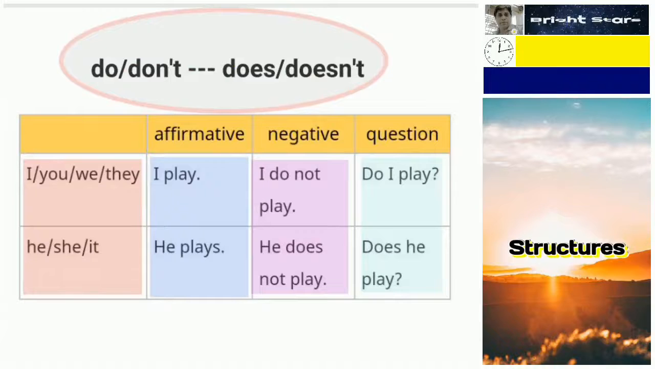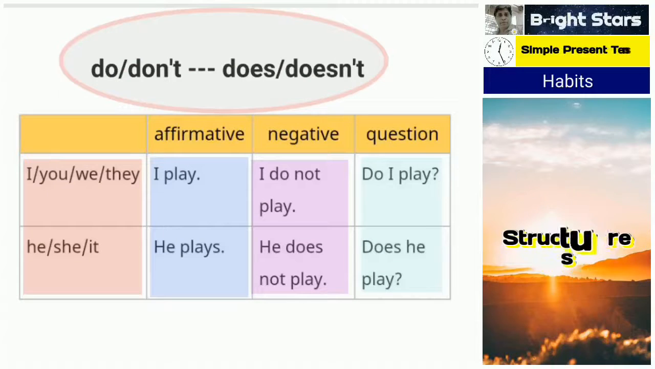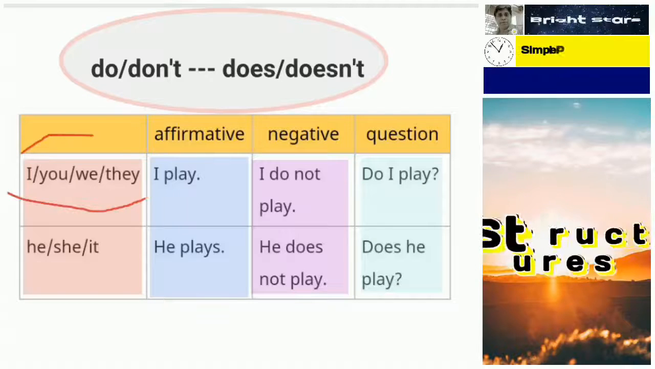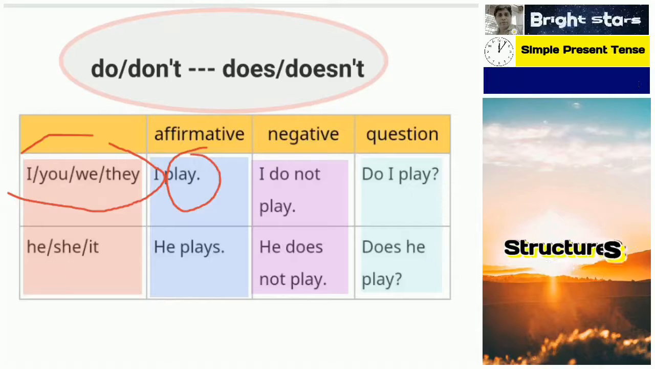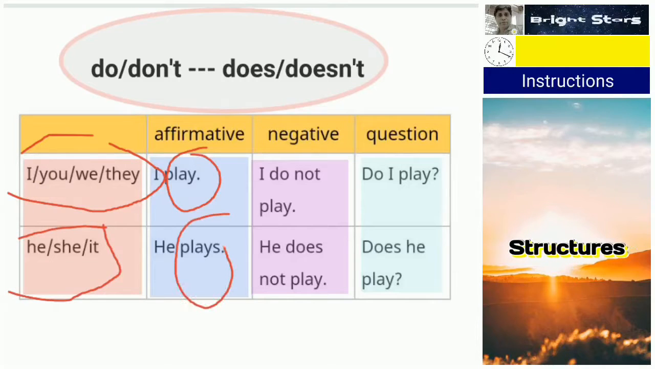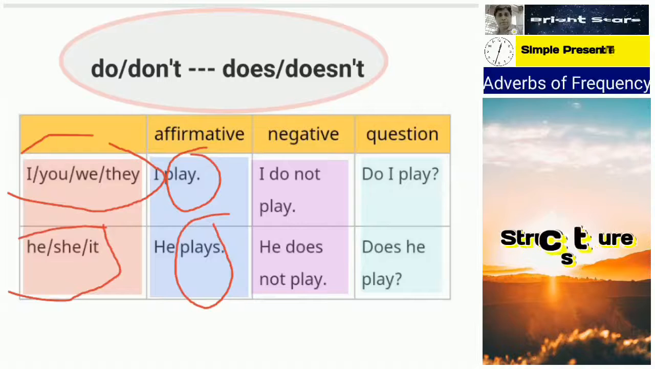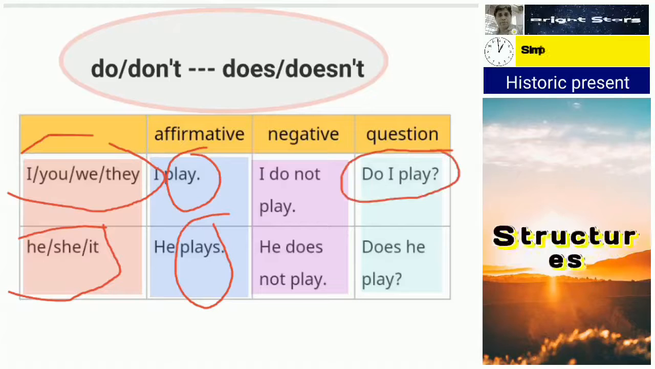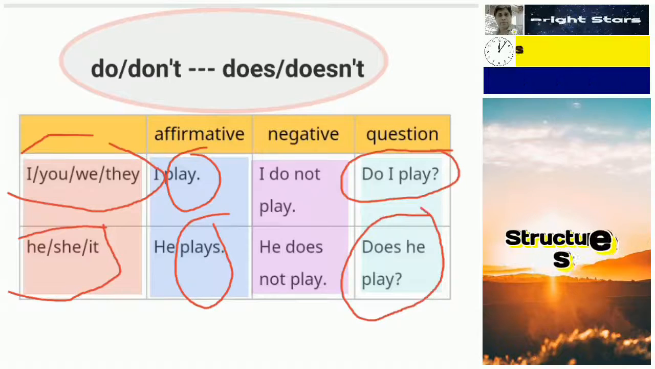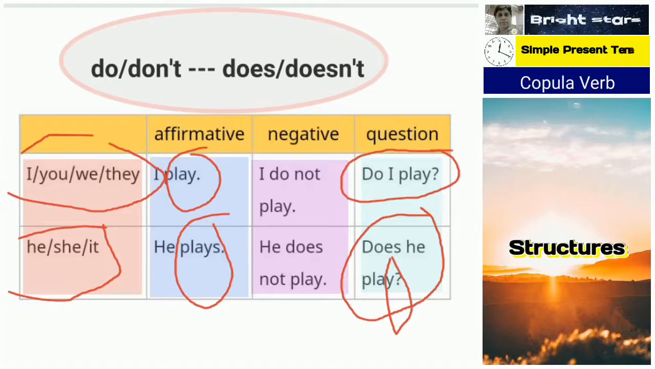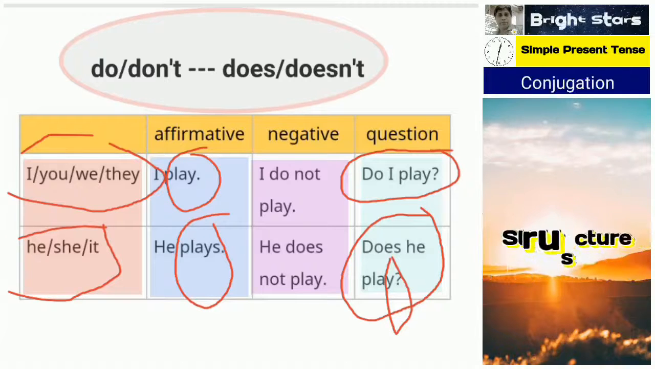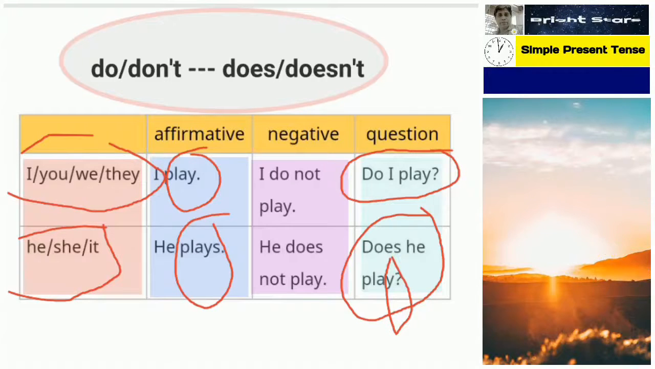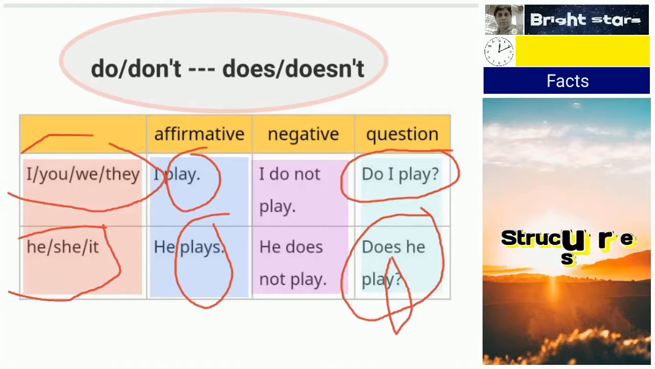Another table shows do, don't, does, doesn't with I, you, we, they. I play directly, but for he, she, it, play becomes plays. So: I do not play, he does not play. Do I play? See here in the question, do I play? Does he play? Does he plays is wrong. Again, here play won't be modified. Once we get does, play will be as it is, because do, does, don't allow the main verb to be modified.